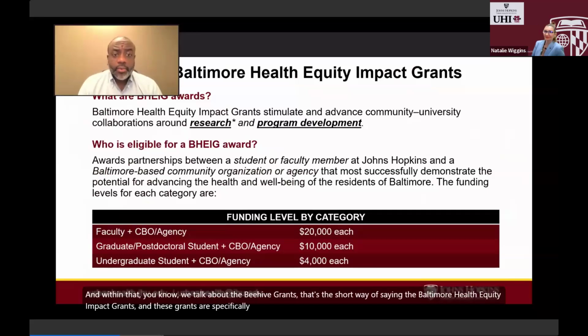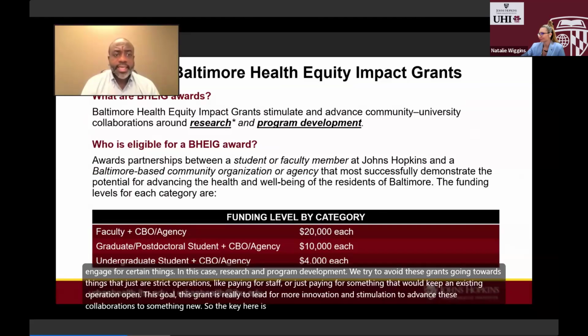And within that, we talk about the BHI grants. That's the short way of saying the Baltimore Health Equity Impact Grants. These grants are specifically engaged for certain things, in this case, research and program development. We try to avoid these grants going towards things that are strictly operations, like paying for staff or paying for something that would keep an existing operation open. This grant is really to lead for more innovation and stimulation to advance these collaborations to something new.